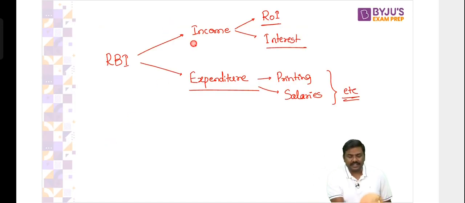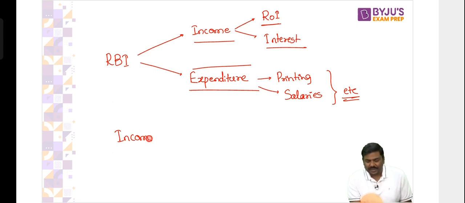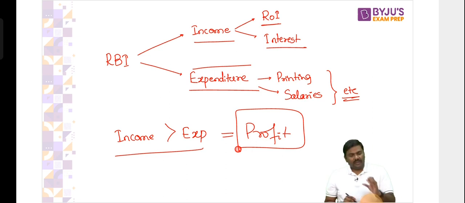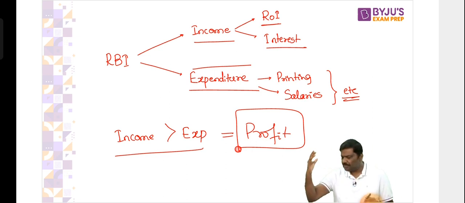Now, whenever income is greater than expenditure, we simply call this profit. If it is a company, we call it a profit. Is RBI a commercial company? I'm asking a question. Start answering.